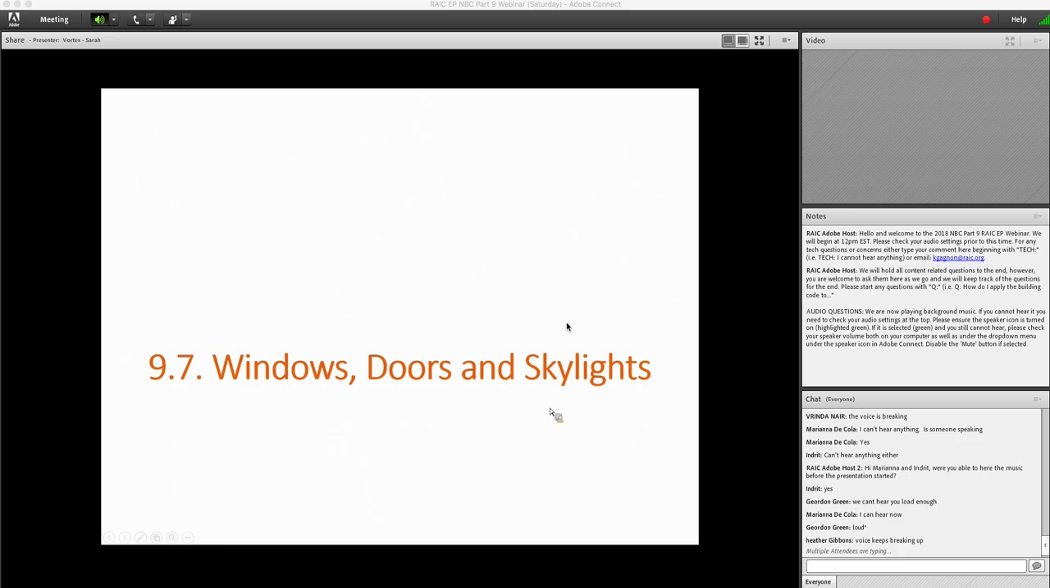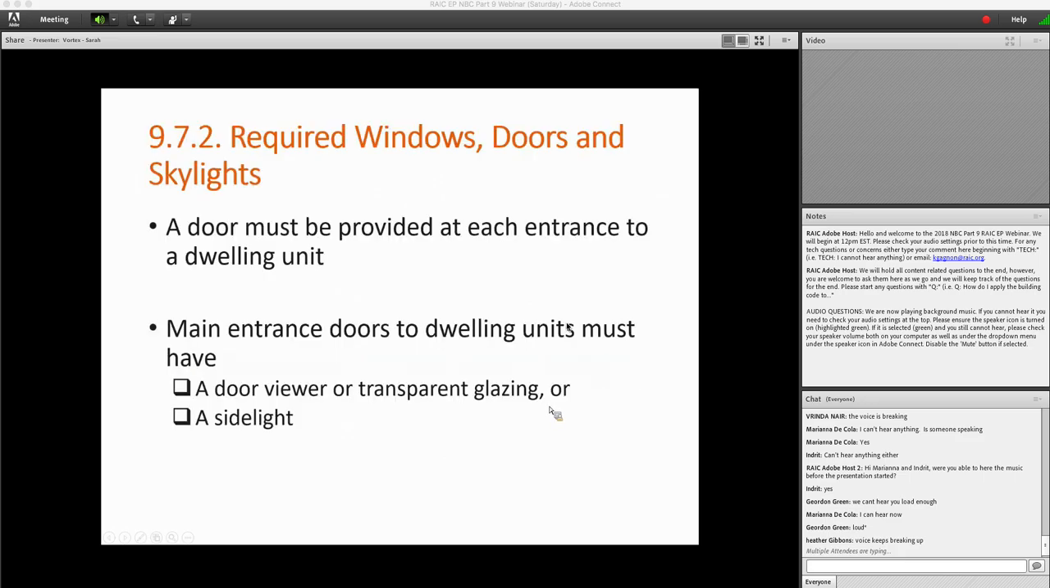So windows, doors, and skylights. So the requirement is under 9.7.2 that a door must be provided at each entrance. That makes sense. Each entrance door is required to have a door viewer or some sort of window or a side light. So that's more of a security reason so that you know who's at your door before you answer it.